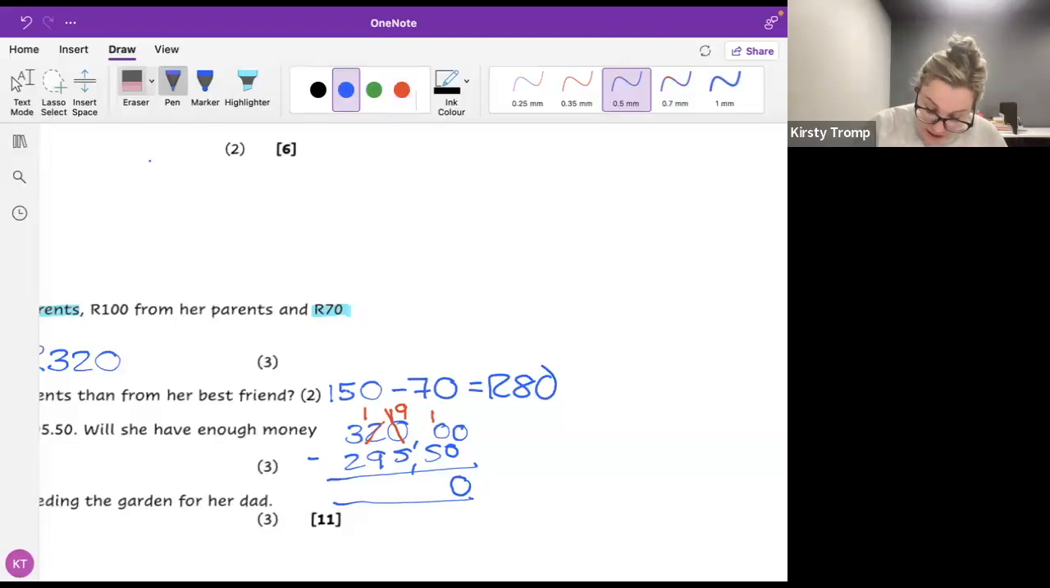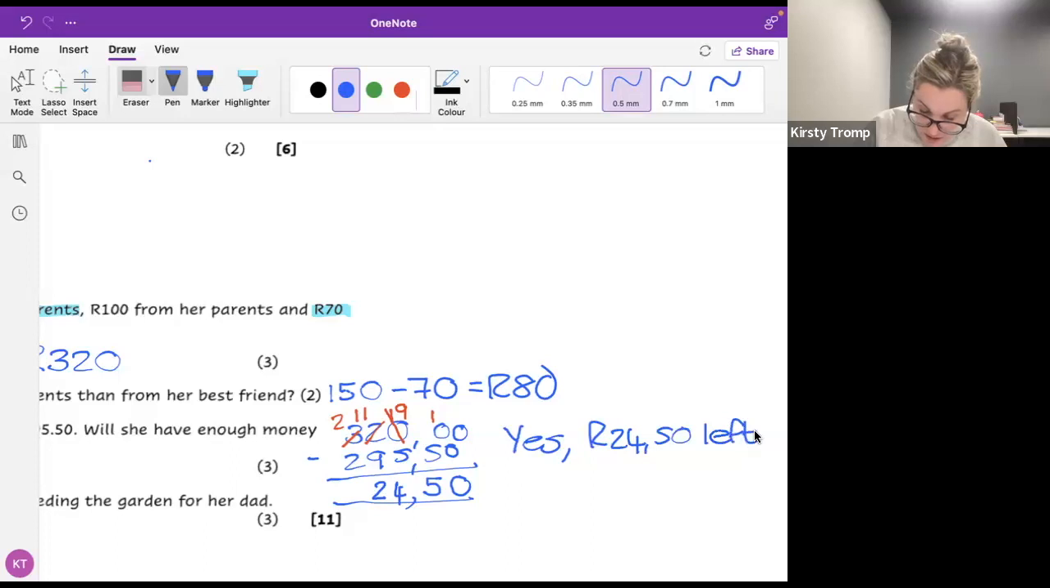So 10 minus 5 gives me 5. Put in my comma. 9 minus 5 gives me 4. I need to go do some more borrowing. I cross out the 3, I make it a 2, and I put a 1. 11 minus 9 gives me 2, and 2 minus 2 gives me 0. So what's my answer? My answer is, first of all, will she have enough money? Yes. Okay. 24 Rand 50 left over. All right.